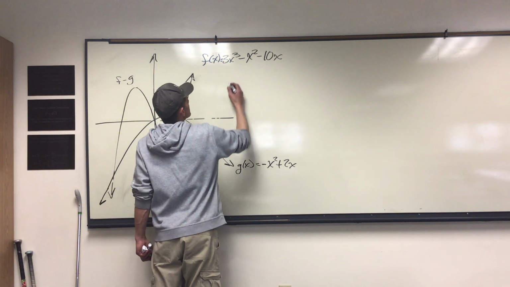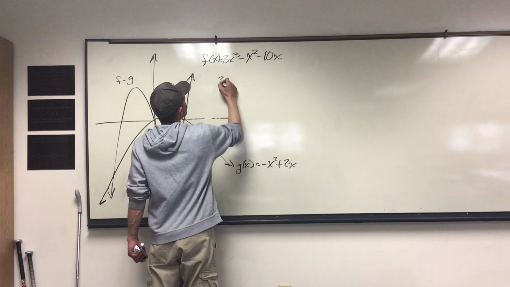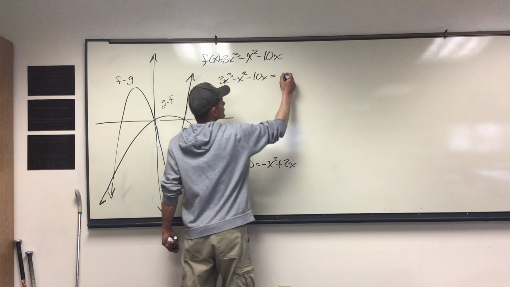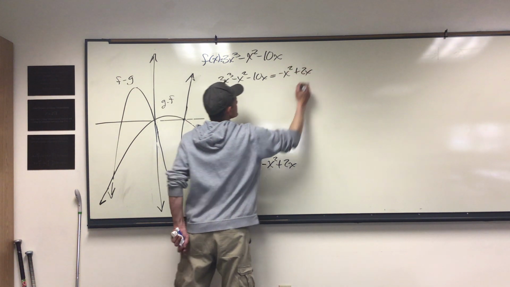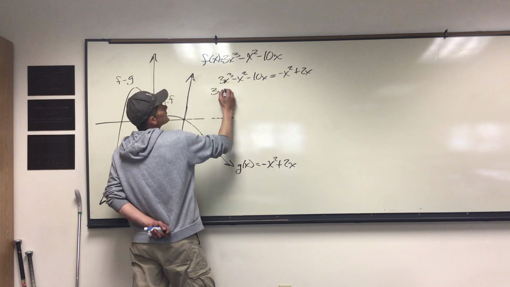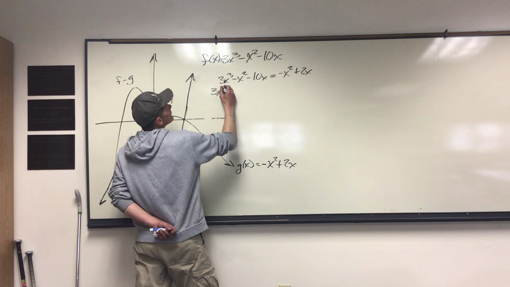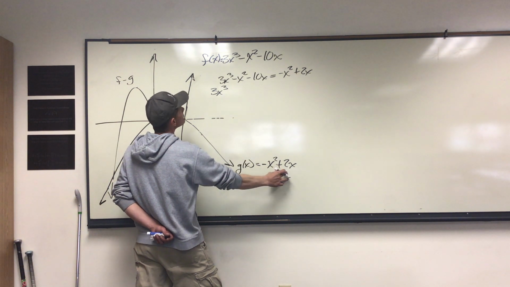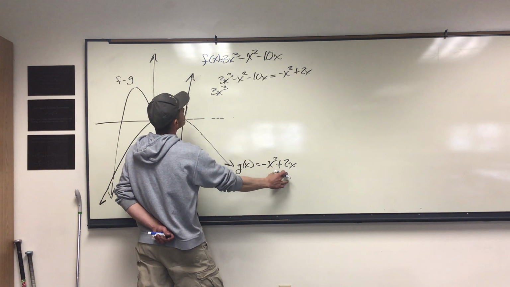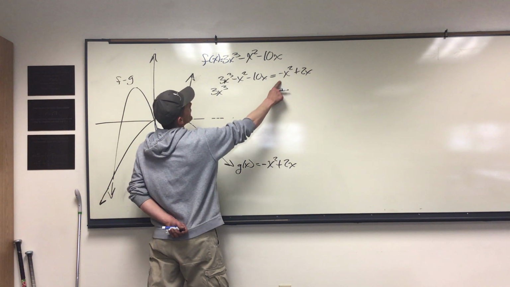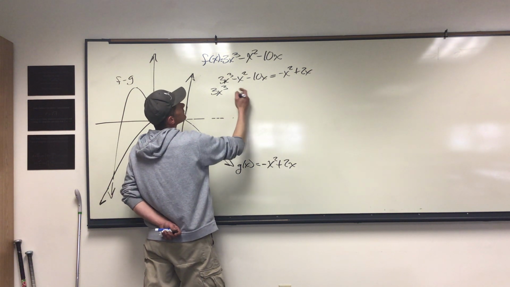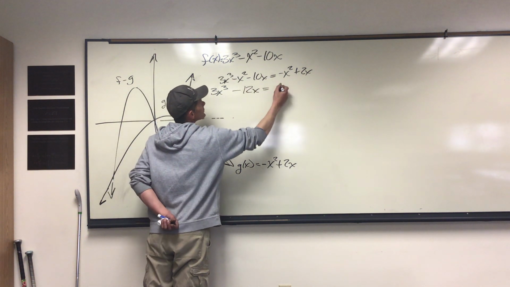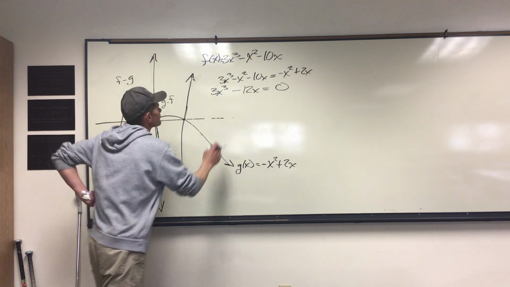So let's do 3x cubed minus x squared minus 10x is equal to minus x squared plus 2x. This is going to be simpler than you think. 3x cubed. Add an x squared, it disappears. That's nice, isn't it? And then subtract 2x, and we get minus 12x equals 0. Oh, that makes things really nice, doesn't it?